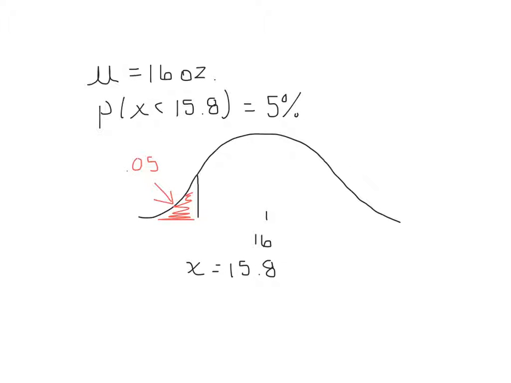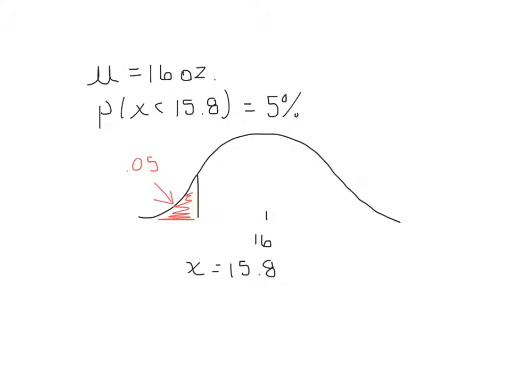So the first thing we're going to need to do is find that z-score. First thing we always need to do in a normal situation is find the z-score. So we have to look in the body of our table and try to get as close to 0.0500 as we possibly can. And we've got two options here. We've got negative 1.64 for a z-score and negative 1.65 for a z-score. They're both equally distant from 0.05.